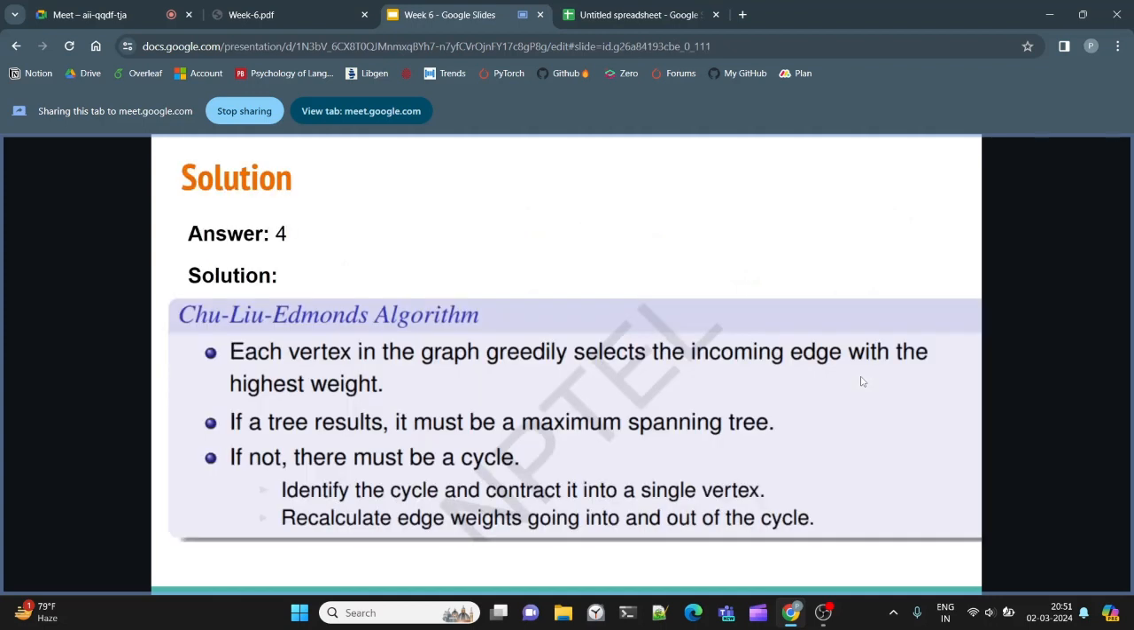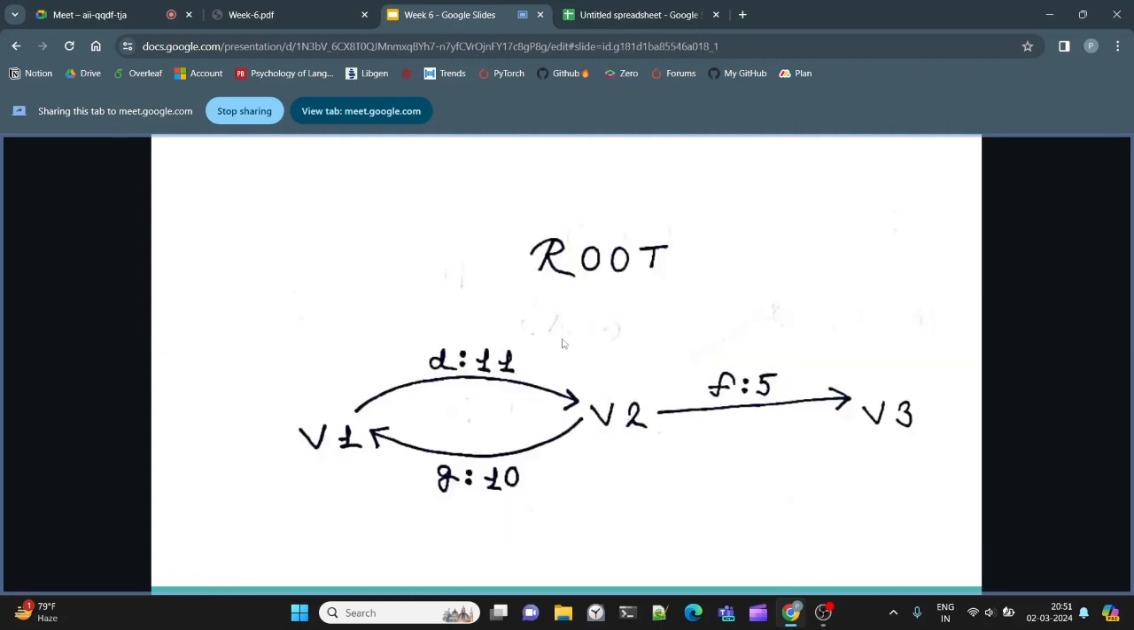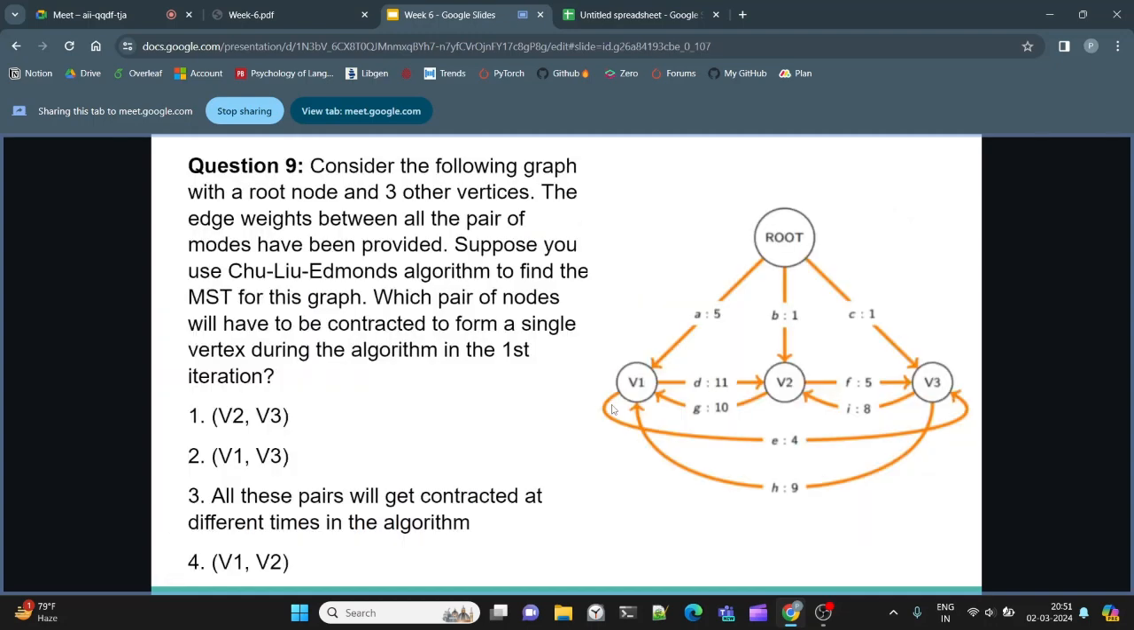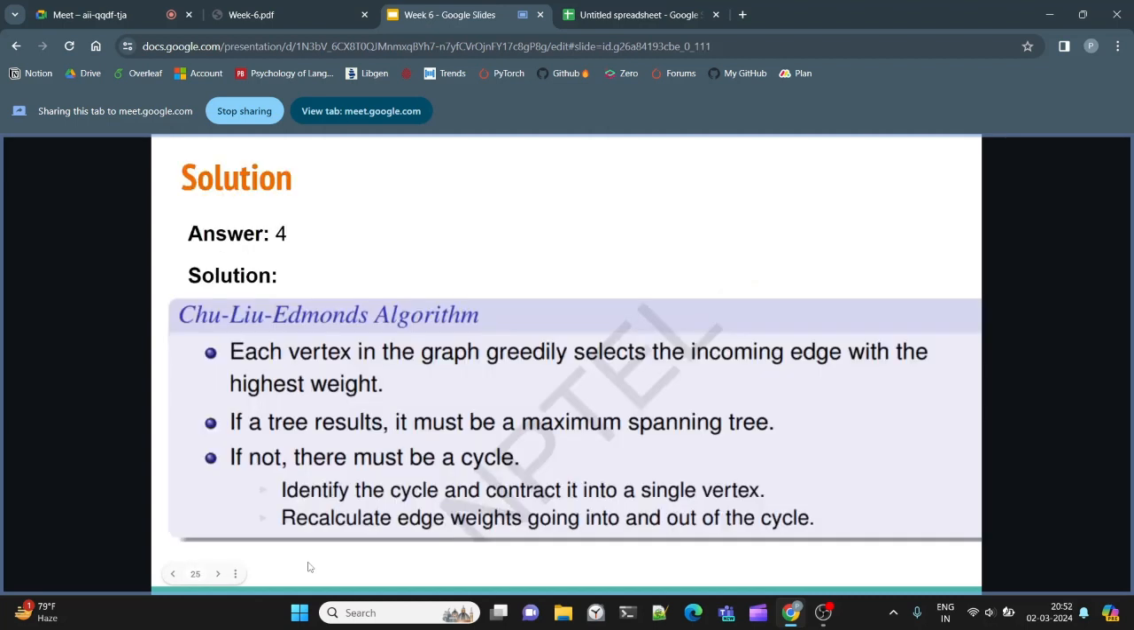Okay. So according to the Chu-Liu-Edmonds algorithm, whenever we have a cycle, we identify the cycle and we contract it into a single vertex. So here a cycle has been formed between the vertices V1 and V2. So they need to be contracted into a single vertex. That has been asked in the question, which pair of nodes have to be contracted to form a single vertex, which is V1 and V2. So that gives us the answer. That is, the answer is 4.